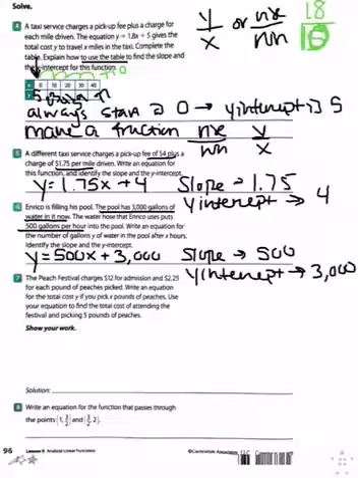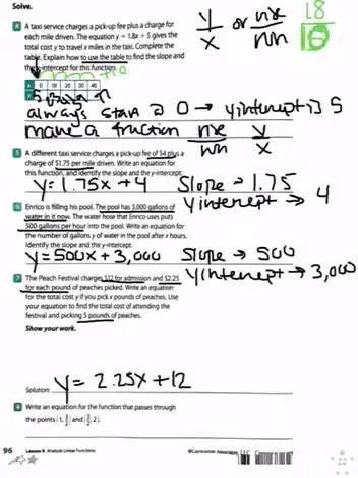Problem number 7. The Peach Festival charges $12 for admission and $2.25 for each pound of peaches picked. Write an equation for the total cost y if you picked x pounds of peaches. Use your equation to find the total cost of attending the festival and picking 5 pounds of peaches. So, first our equation starts with y equals. Our slope is $2.25 per pound, so 2.25x, and then plus 12, because it's $12 to get in.